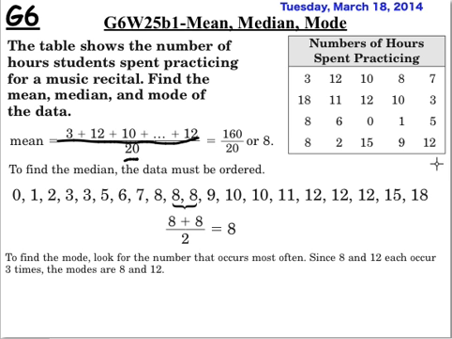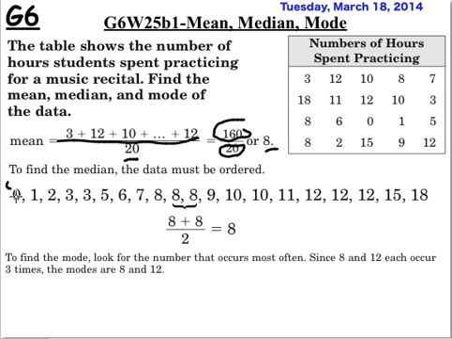So there are 20 numbers. You add them all up, you get 160 right here. Then you divide it by 20, the total number of numbers, and you get an average of 8. Okay, so sometimes it helps if you put it in numerical order, starting with the smallest, especially for the median, which is what they did here.